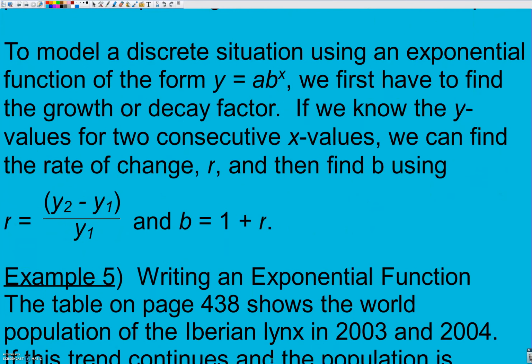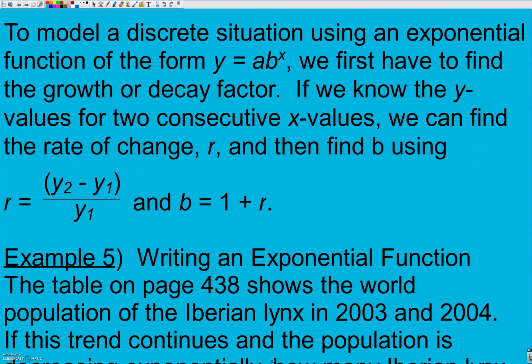To model a discrete situation using an exponential function of the form y equals a times b to the x power, we first have to find the growth or decay factor. If we know the y values for two consecutive x values, we can find the rate of change, r, and then find b using r equals our second y value minus our first y value, all divided by our first y value. And we can use the fact that b equals 1 plus r. Guys, r here is going to be a percentage. So it's just like when we found percent change. We subtract where we ended minus where we started and divide by our original amount.